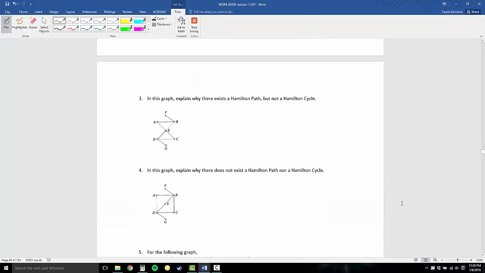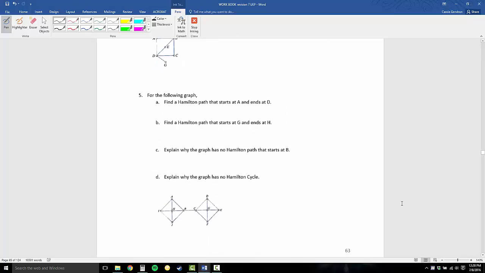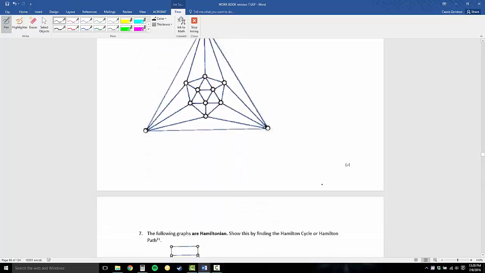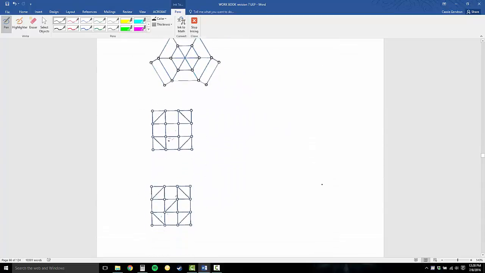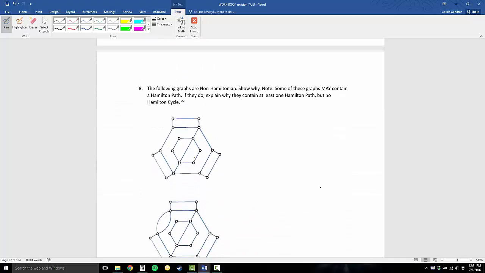Lots of weights, lots of cycles, and some things that I want you to think about as to why things don't have Hamilton paths and cycles. Then I want you to find the Hamilton cycles in these graphs, or the paths. So for number 8, when I say non-Hamiltonian, I mean they don't have cycles. No Hamilton cycles. They may contain a Hamilton path.